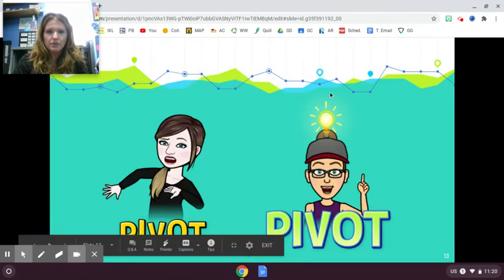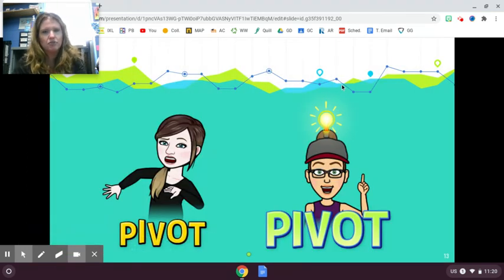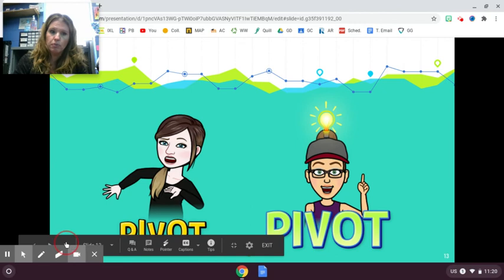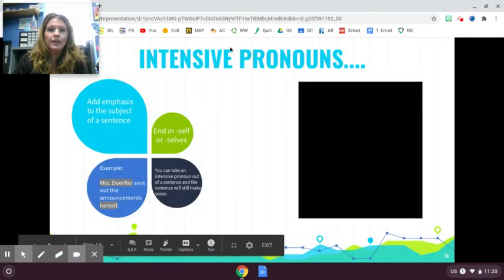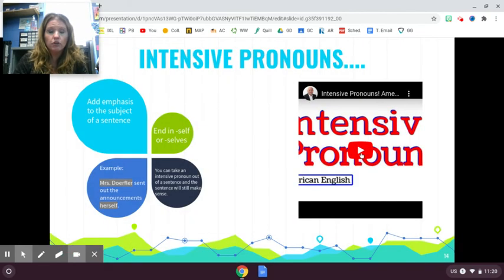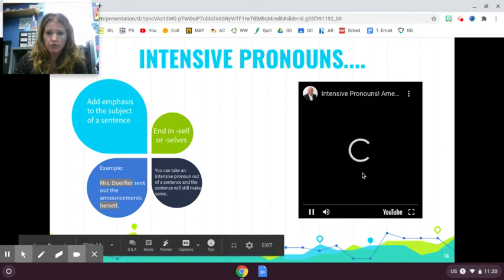All right, you see our pivot. That's a big word in education right now because we have to switch gears. So that was our review over subjective, objective, and possessive pronouns. Hopefully you did okay. We're going to switch into intensive. Intensive pronouns are pretty easy, so I don't think you'll have too much of a problem with them. All right, so let's watch, again, a short little video to introduce intensive pronouns.